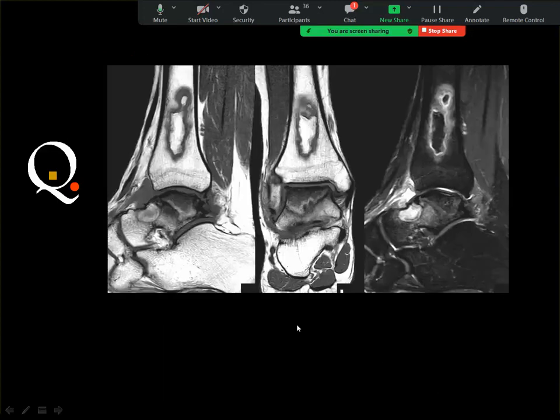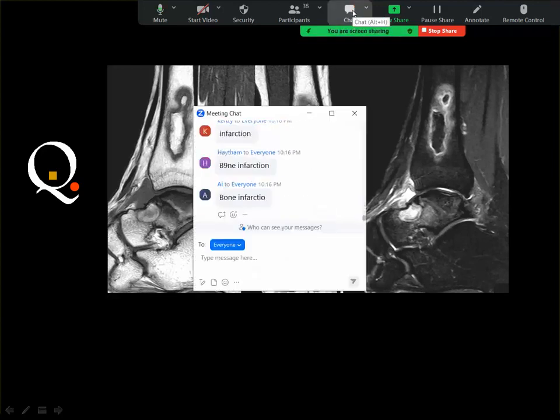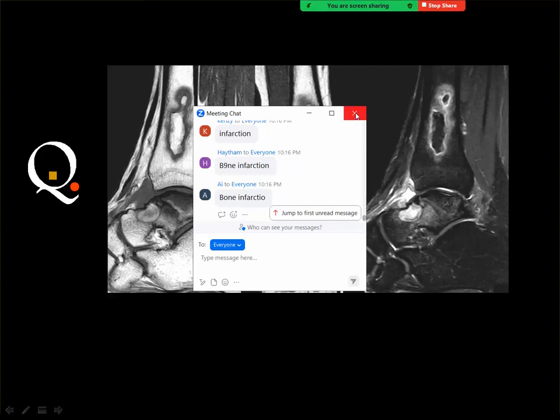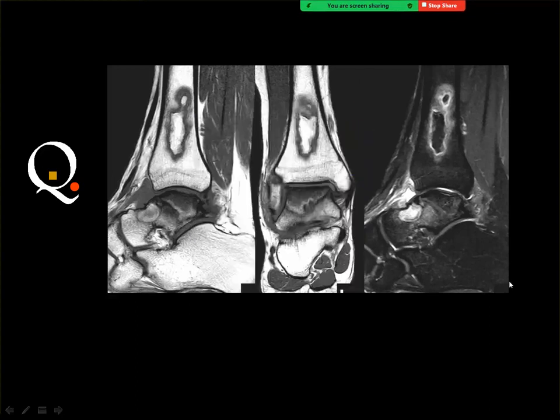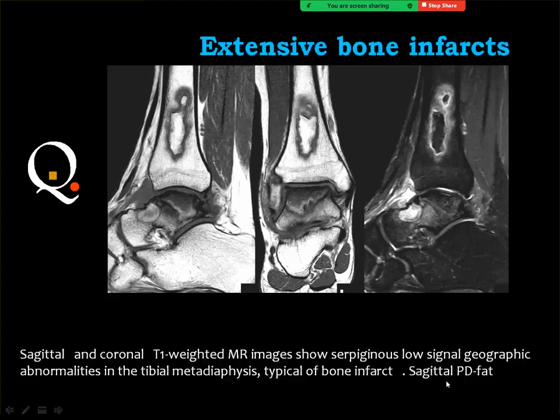Next case is an MRI of the ankle, and this is T1 sagittal, T1 coronal, and STIR image sagittal. Yes, bone infarctions, and the answer is right. The infarctions affected the tibia as well as the talus, and you can see that there are similar identical lesions like those in the distal part of the tibia, and these are bone marrow infarctions.